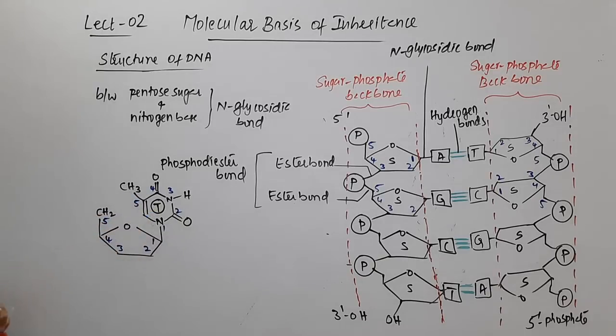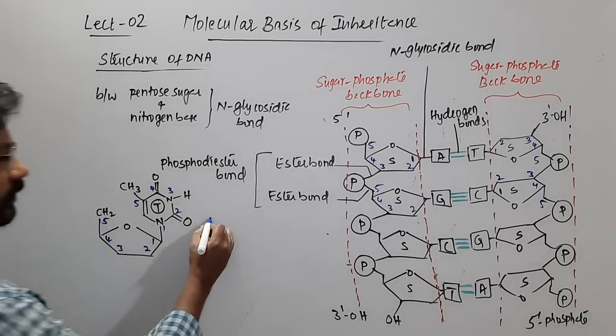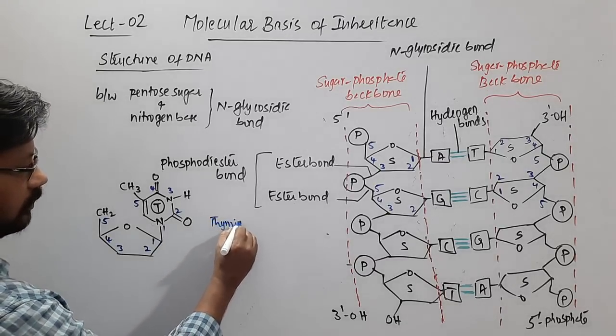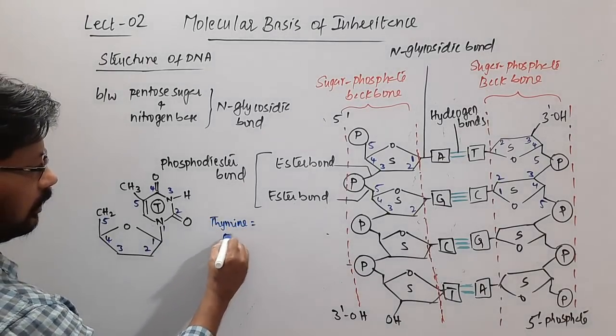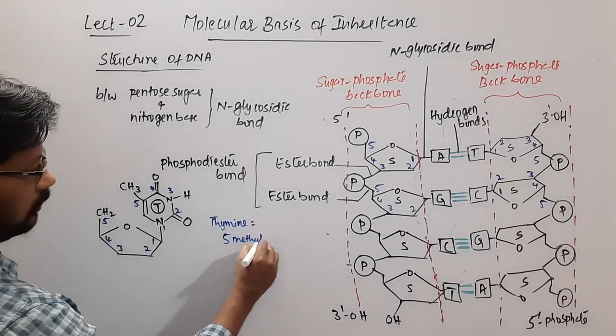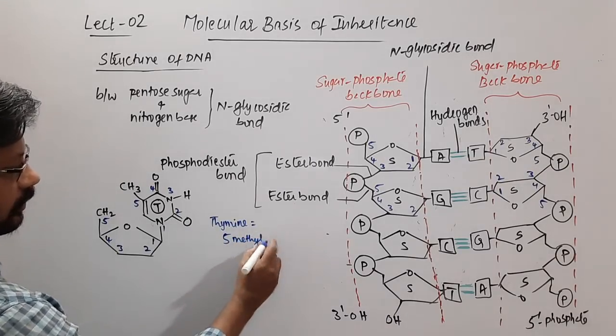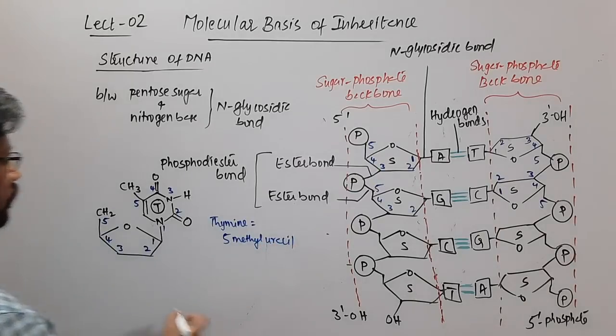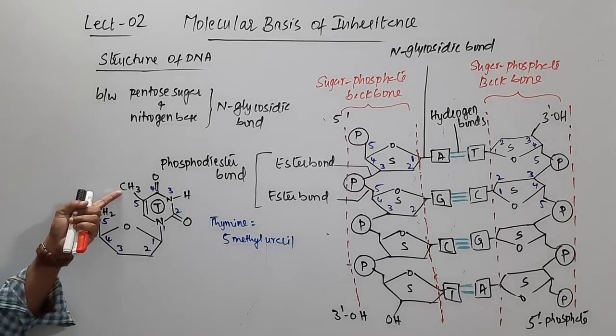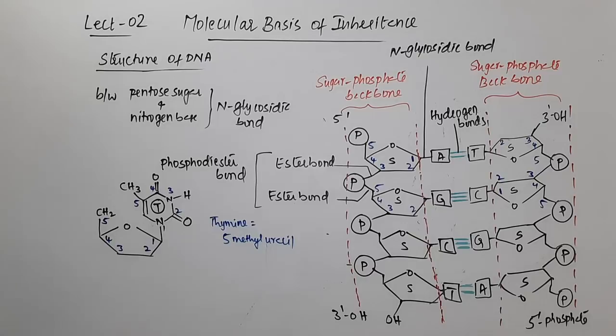So I hope we remember that thymine is also called 5-methyl uracil. So thymine is nothing but 5-methyl uracil. You can see at the fifth carbon a methyl group attached, which I have already mentioned in the last session, right?